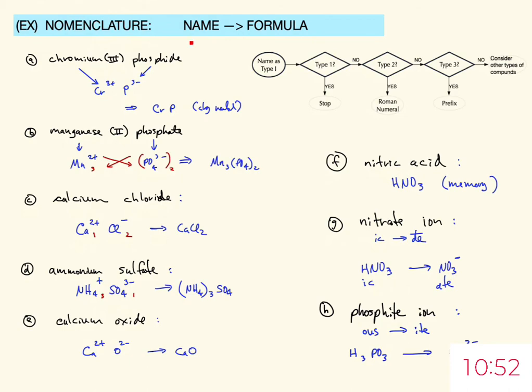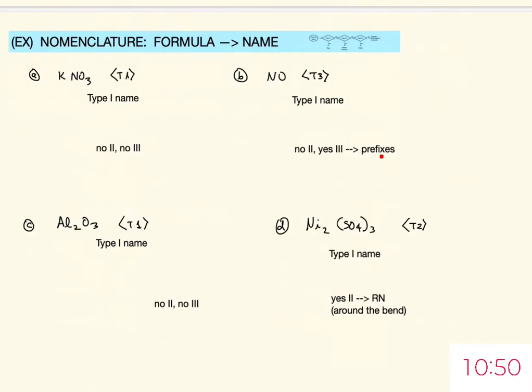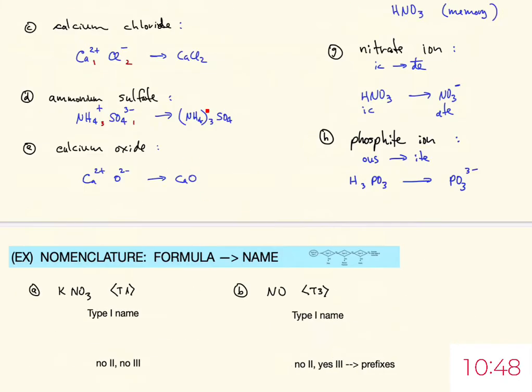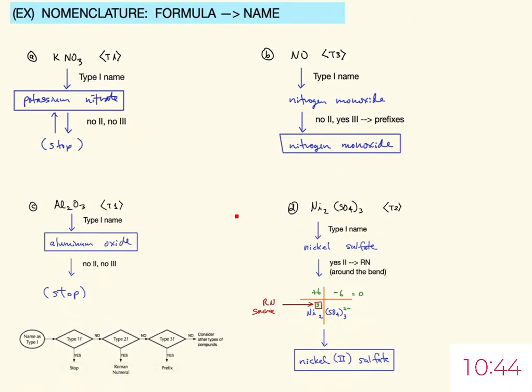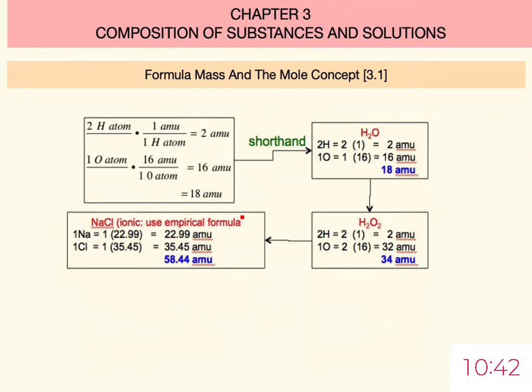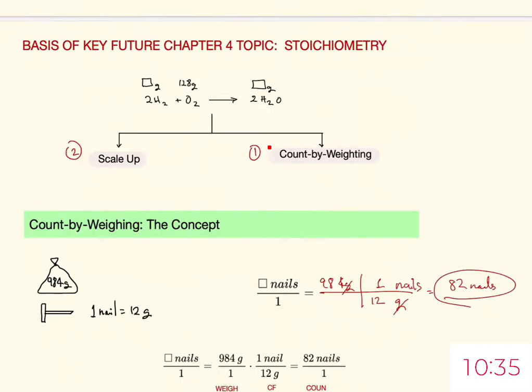Okay, so there's a bunch of examples of going name to formula, and there's some going formula to name. Practice going both ways. They feel very different. Okay, in the last chapter, we get into the harder stuff. For the most part, stoichiometry.